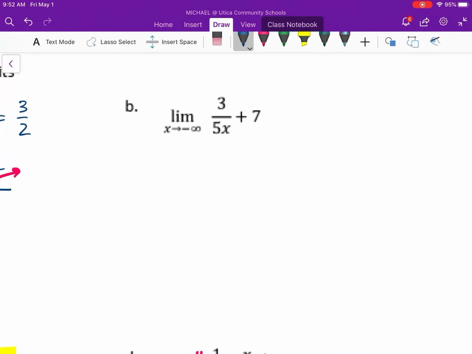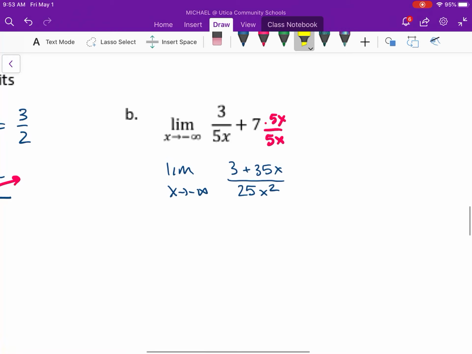Okay, moving on to example B, a little bit different because we don't have this in terms of a rational function, but we can do that pretty easily. So this guy needs a 5x on top and bottom. So when I make this simplified, I end up with 3 plus 35x over 25x squared.